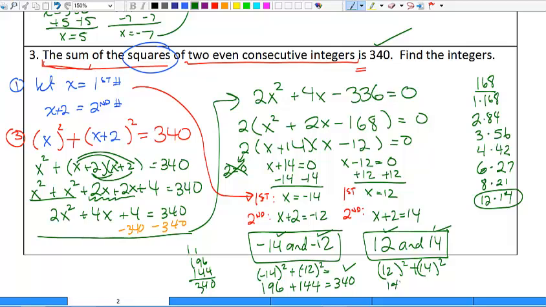Is that just not impressive? And it works for the other one as well. Excellent. So we have checked our work. That was step 5 down here, that we were checking. We've solved our problem, and we have found the integers. There's two sets of possible integers that will solve this problem.